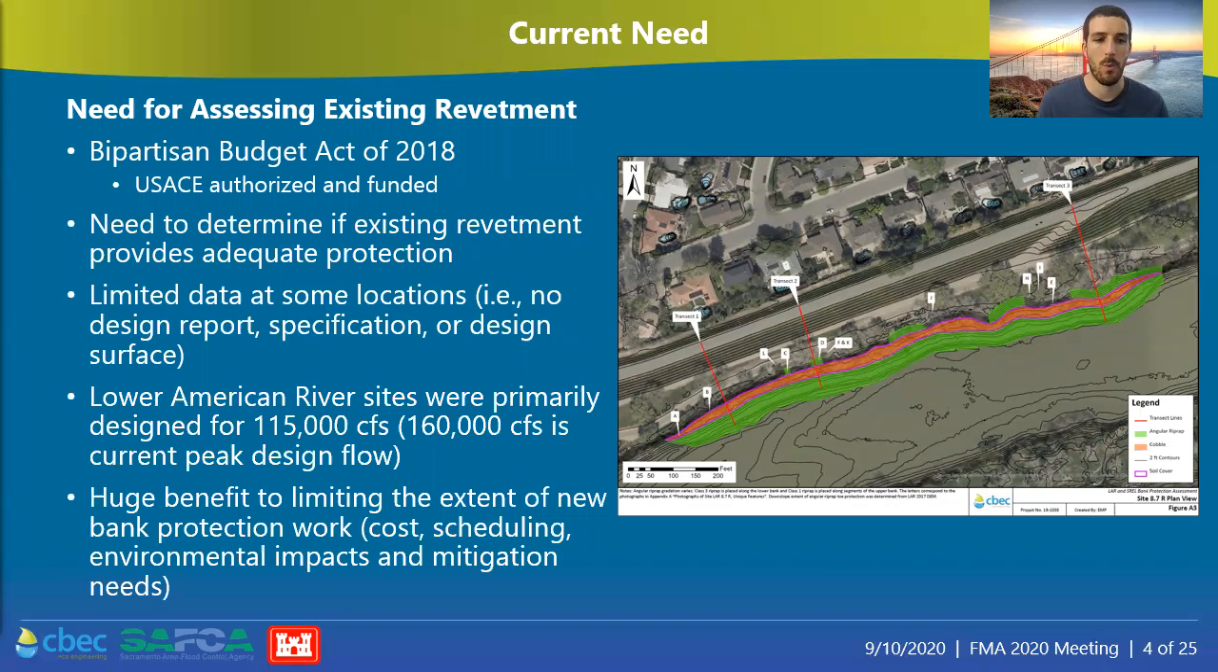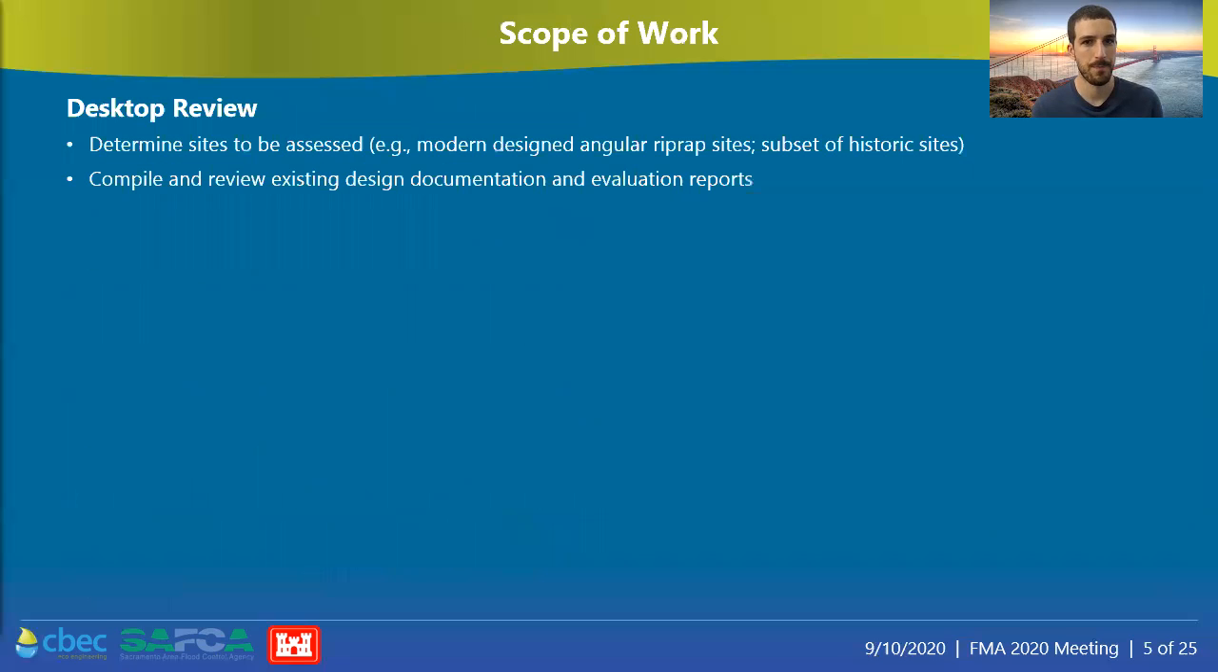Lastly, one of the huge needs for doing this work is that there's a large benefit to limiting the extent of new bank protection work. As existing sites can be determined to provide adequate protection, then we can reduce the extent of new bank protection work, which lowers costs, lowers scheduling and environmental impacts, and lowers the need for off-site mitigation.